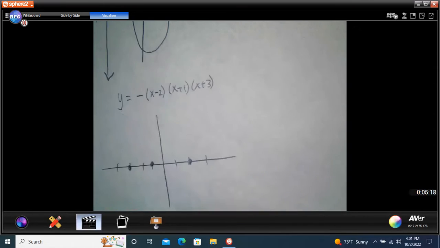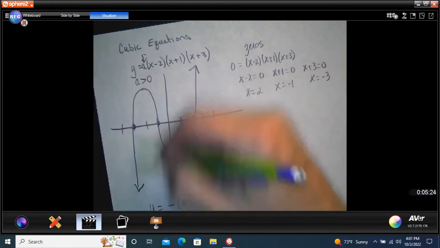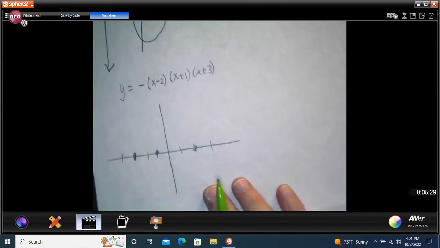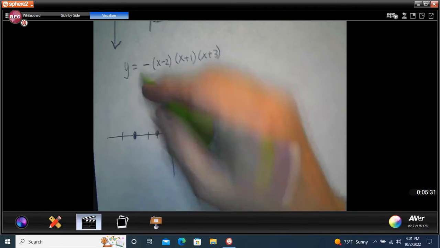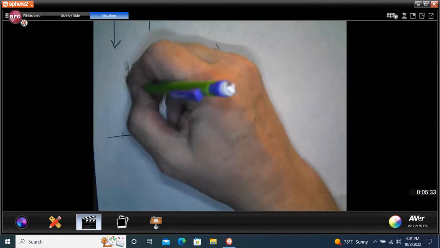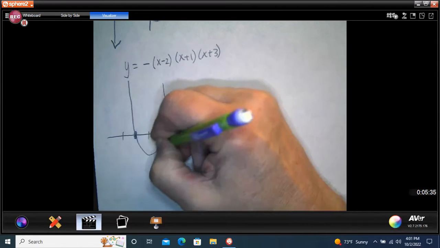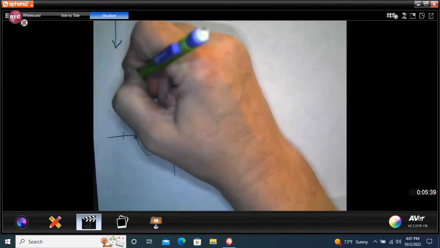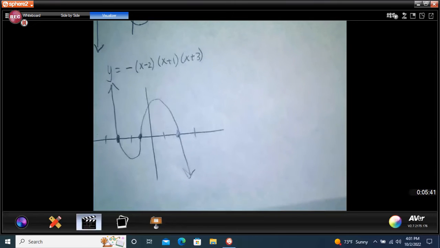Except up here, positive out front, I start down here and go up first. Negative out front, I do the opposite. I start up here now, and I'm going to come down through here, back up, and back down. And there we are if we're negative out front.